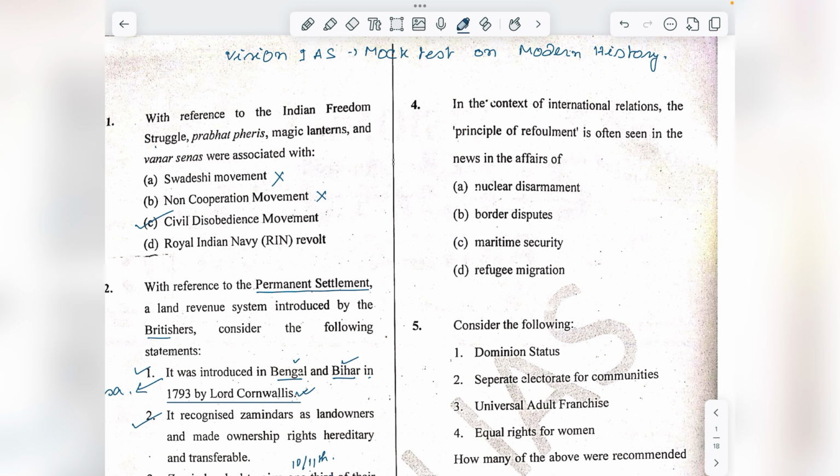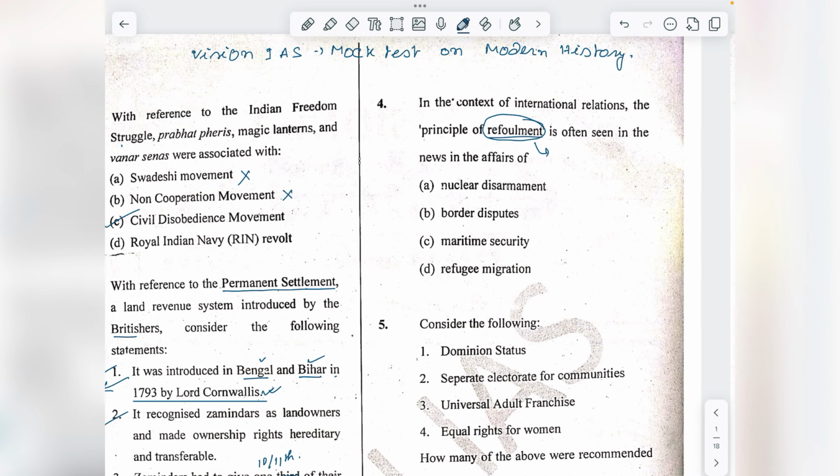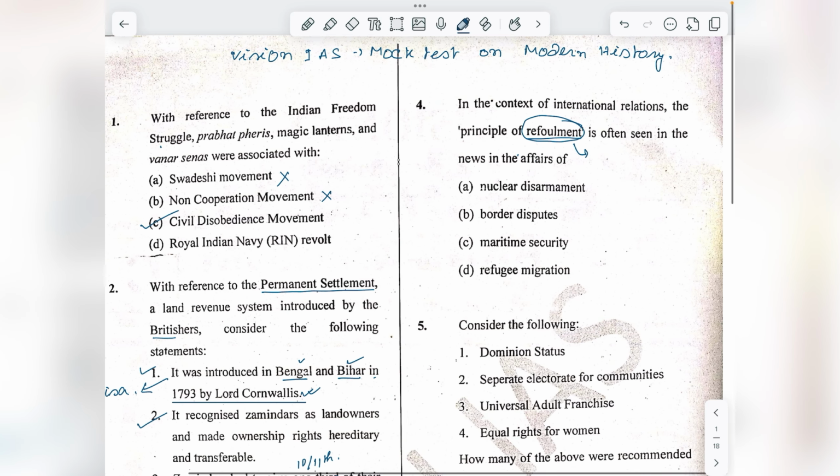Number 4. In the context of international relations, the principle of refoulement is often seen in the news in the affairs of. Let's see the meaning of refoulement. It actually means the practice of sending migrants back to their unsafe home country. So the option is refugee migration.